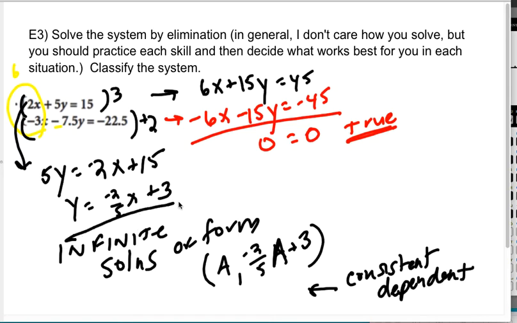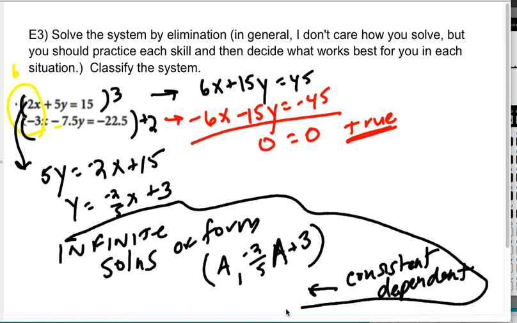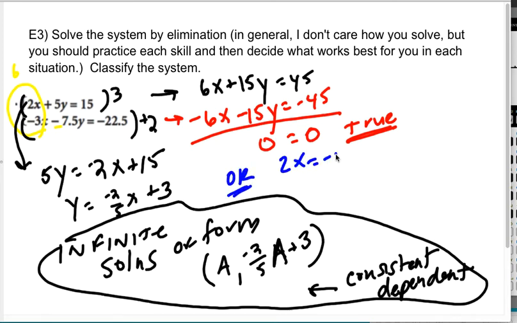Now, if you had chosen, instead of solving for y, because there's almost always somebody who does, if you had said, hey, I really don't want to solve that for y, what if I solve it instead for x? If you'd gone the other direction and solved that for x, you would have gotten 2x equals negative 5y plus 15. You would have gotten x equals negative 5 halves y plus 15 halves. And there's nothing wrong with that.